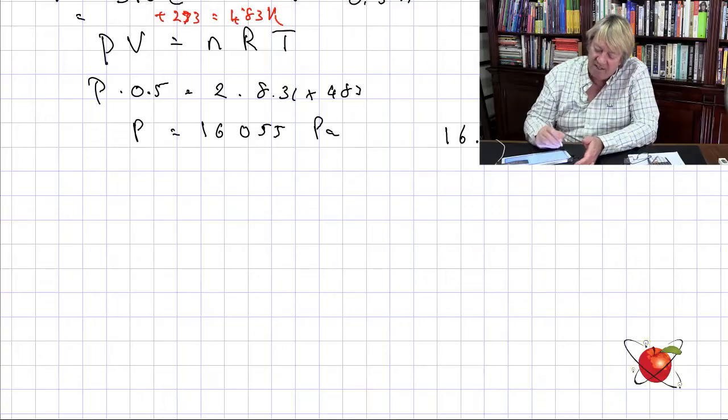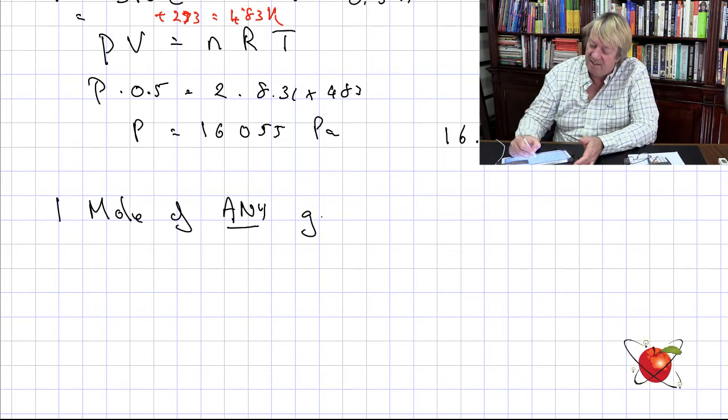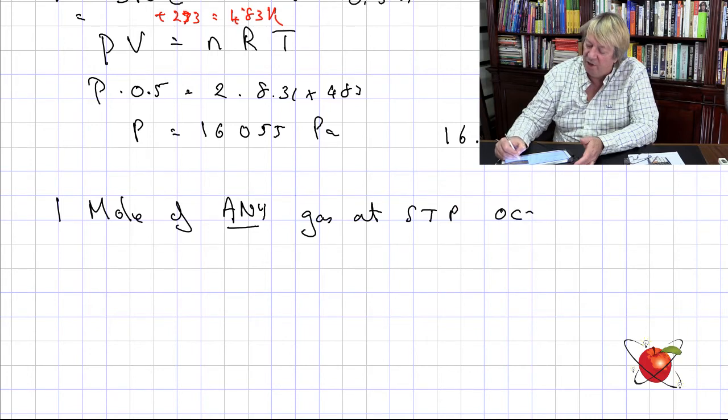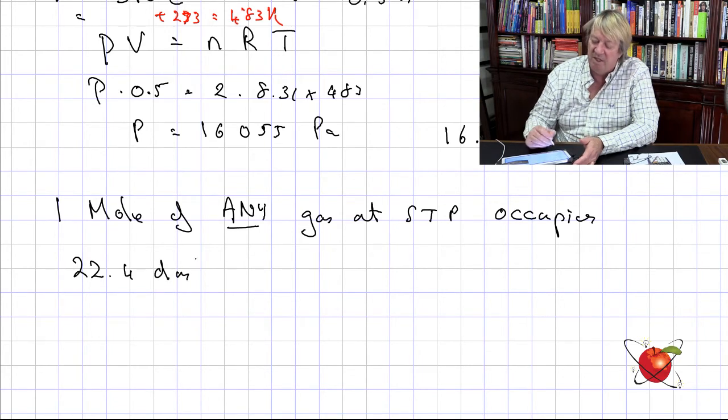Now the last bit of this is where we say, okay, we are going to have gases at STP, and there's a rule that comes out: 1 mole of any gas at STP occupies 22.4 cubic decimeters, right?